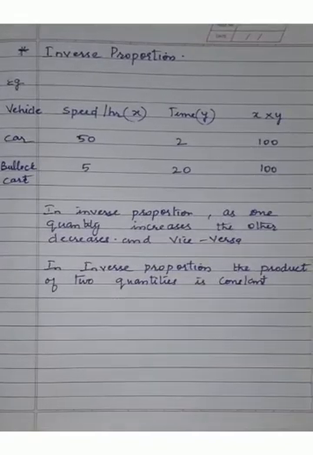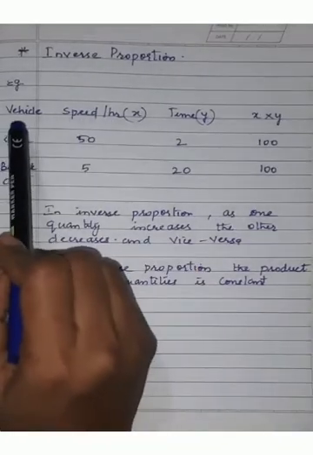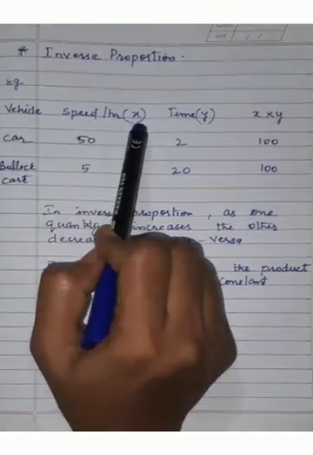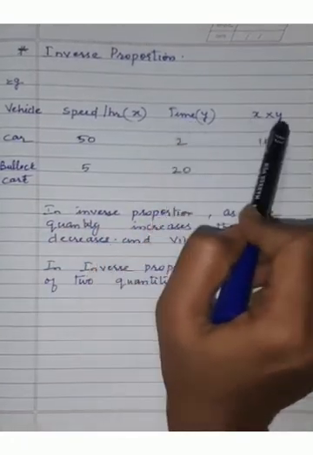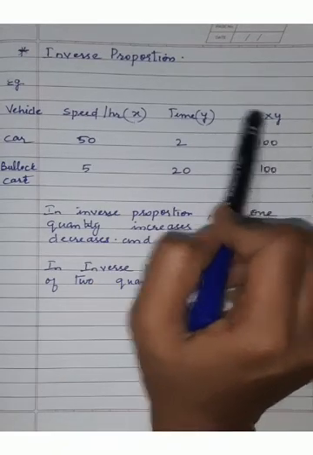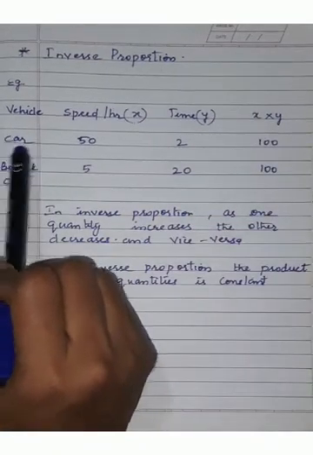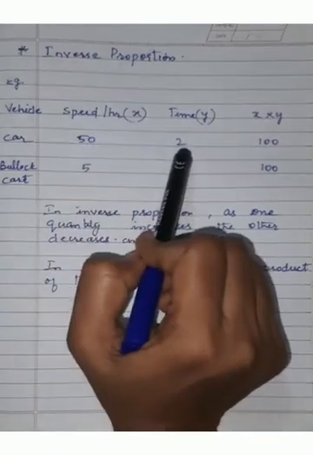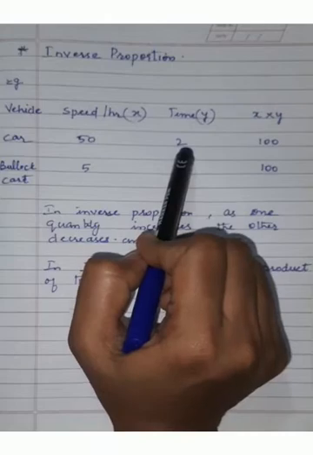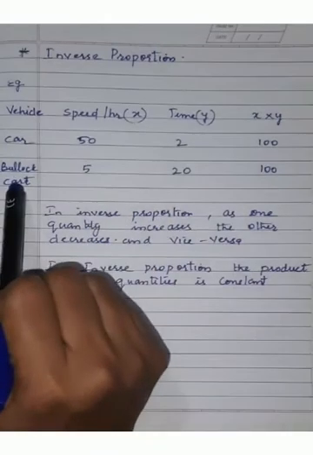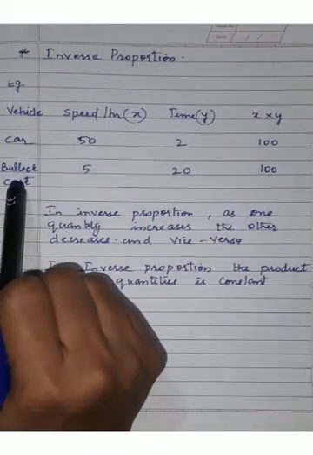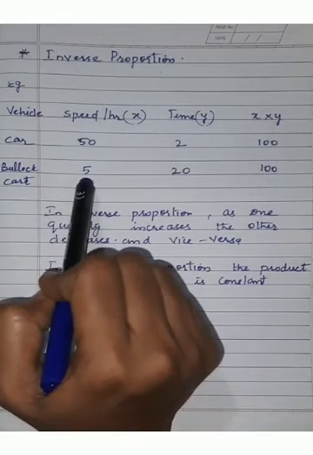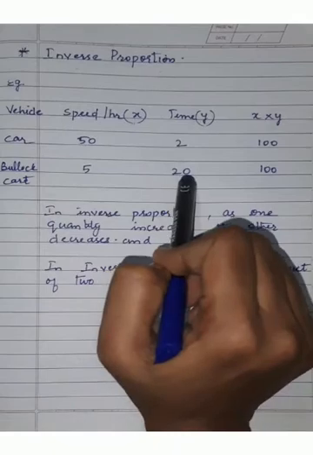Now students, let's learn about inverse proportion. Now suppose children, here we have three columns. Vehicle, speed per hour is mentioned as x, time is mentioned as y, and here we have one more column, x multiplied by y. Now suppose children, if a car moves with the speed of 50 km per hour, then it will take 2 hours to complete the distance. Okay, and if the bullock cart moves at the speed of 5 km per hour, it would take 20 hours.